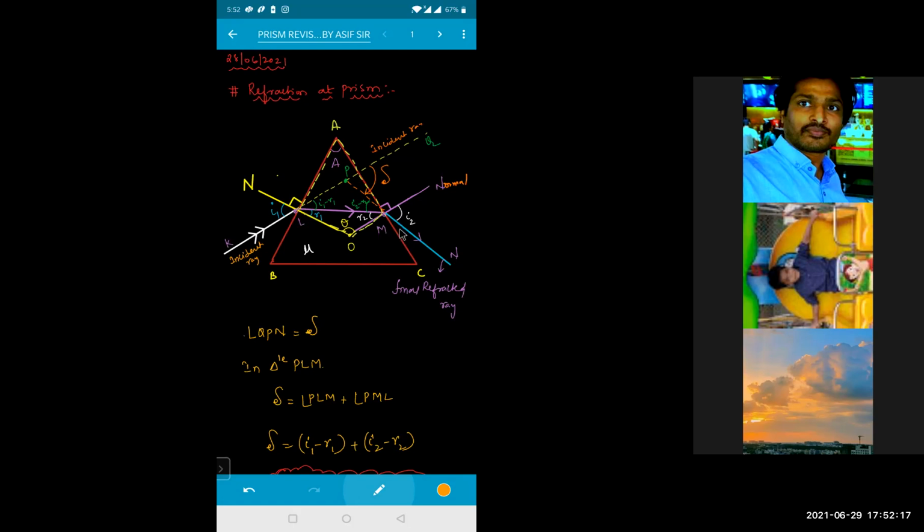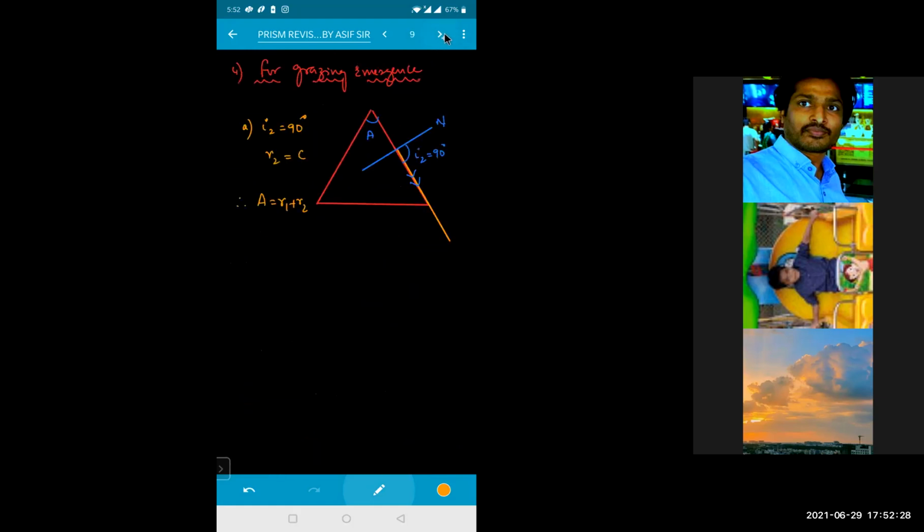If the angle of incidence is greater than C, then the ray of light will come back into the same medium. That will be the concept of TIR, total internal reflection. Now for grazing emergence, A is equal to R1 plus R2, which means A will be equal to R1 plus the critical angle.